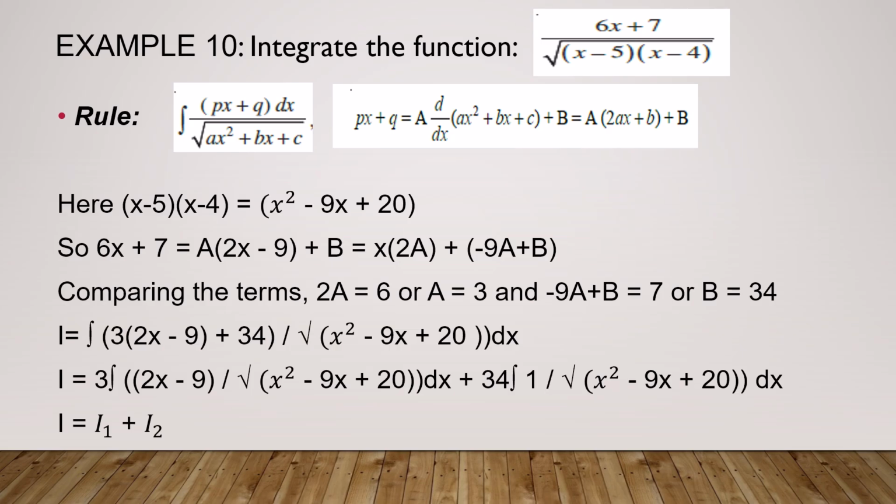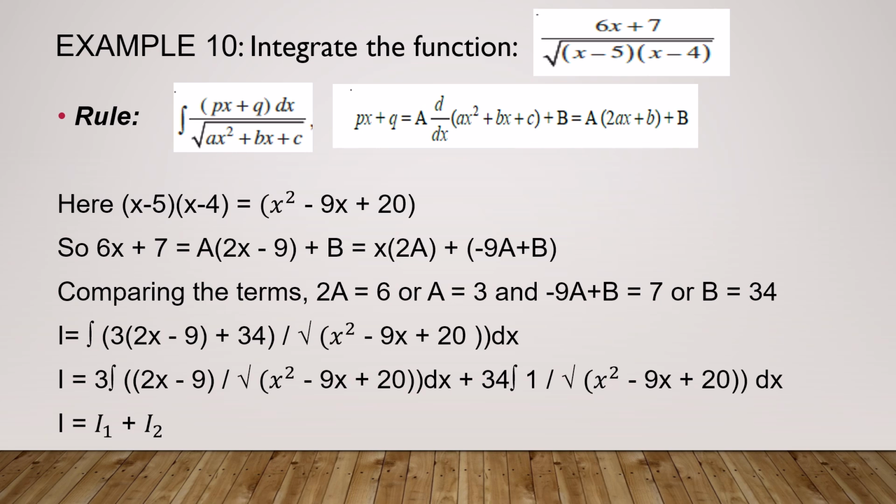Now simplify both the terms. First you gather the terms having x and then you take the constant term. Equate the coefficients of x and the constant term. Solving it, what you get is b is 34 and a is 3. So now just put in your values of a and b. So your integral is 3 into (2x minus 9) plus 34 upon root of x square minus 9x plus 20.